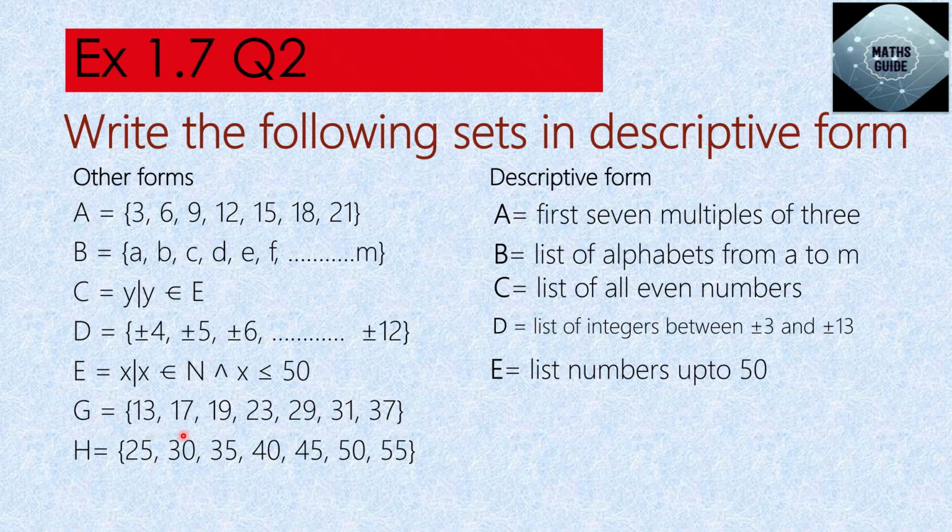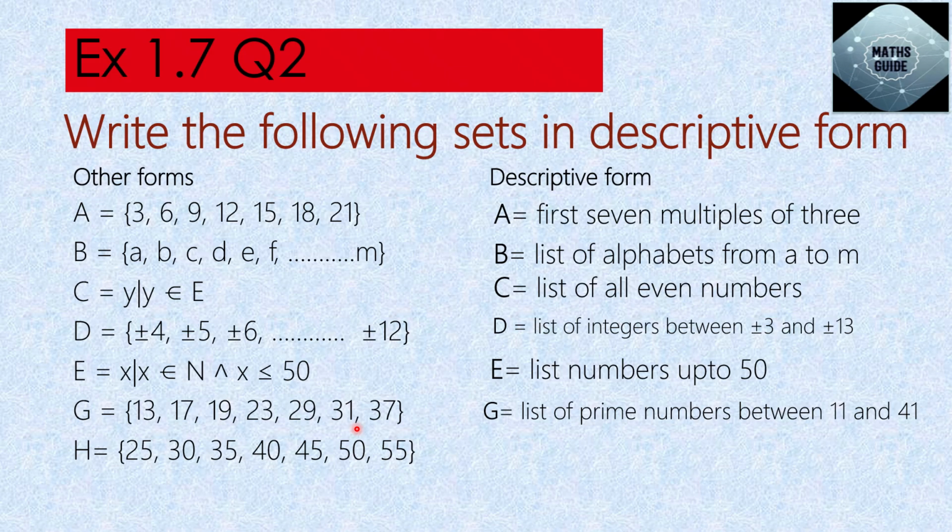13, 17, 19, 23, 29, 31, 37. How can we write it in descriptive form? We can write it as the list of prime numbers between 11 and 41. Next is set H: 25, 30, 35, 40, 45, 50, 55.